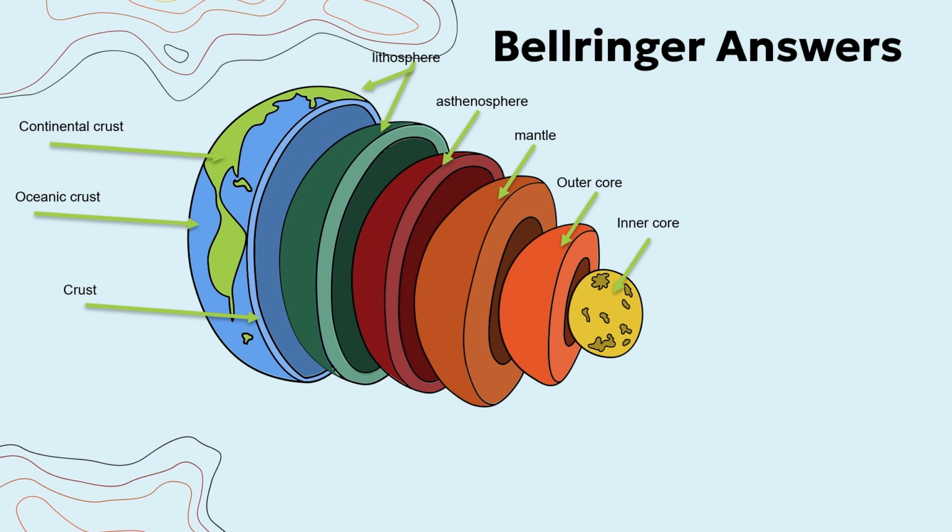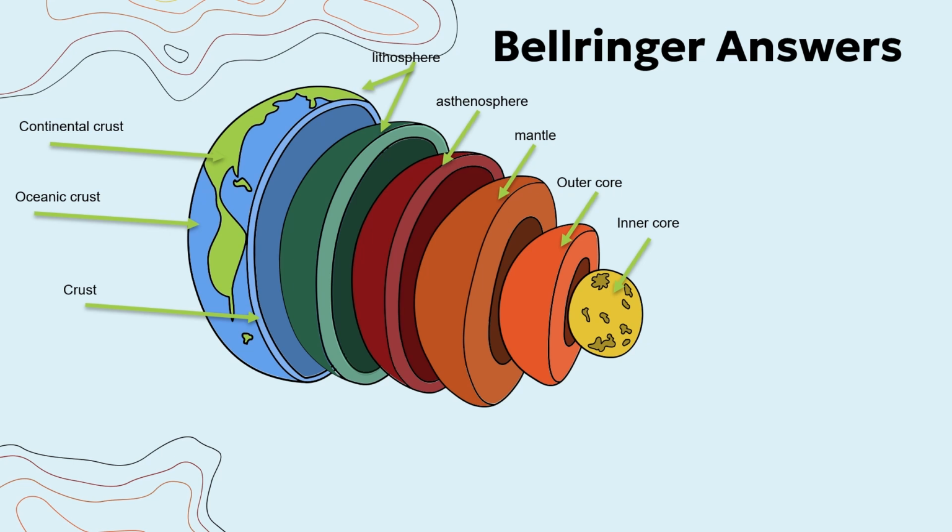Starting from left to right, top left to right, is continental crust. It is shown by the land masses on Earth. It is the topmost layer of Earth. And below that is the oceanic crust. It is what makes up the oceans on Earth. It is shown by the blue on the little sphere. And then both the continental and the oceanic crust make up the collective term crust, which is the next term on the bell ringer.